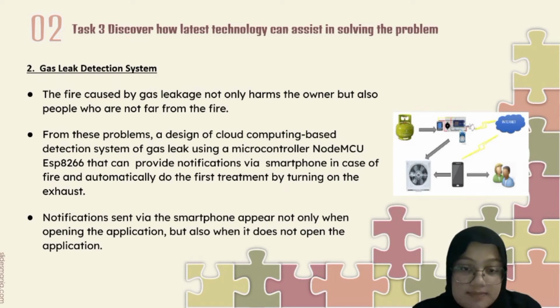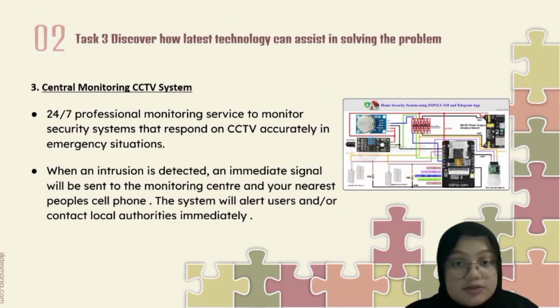So the third technology is called the Central Monitoring CCTV System, which is a professional monitoring service to monitor the security system and respond to CCTV accurately in emergency situations. When an intrusion is detected, an immediate signal will be sent to the monitoring center and your nearest people's cell phone. The system will alert the user and contact local authorities immediately.